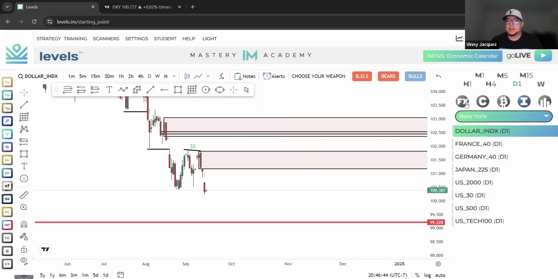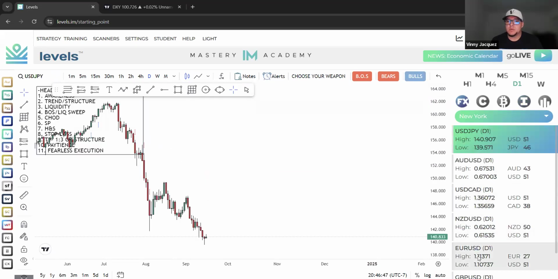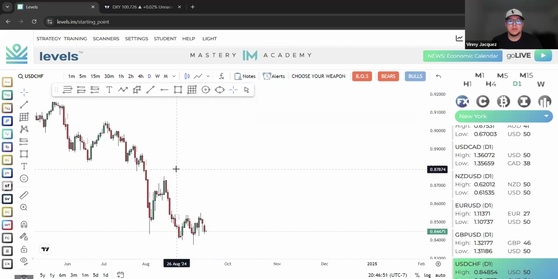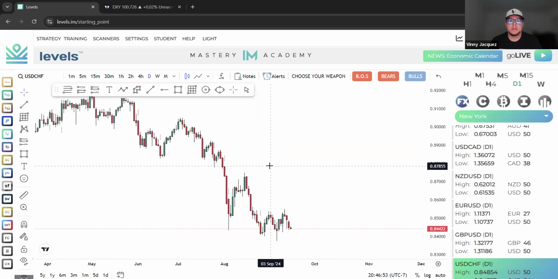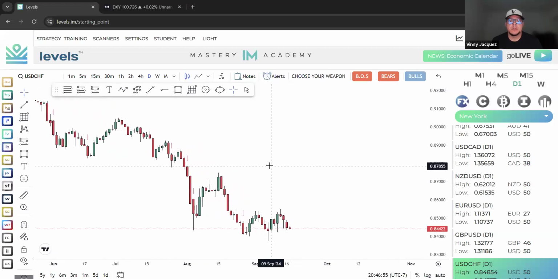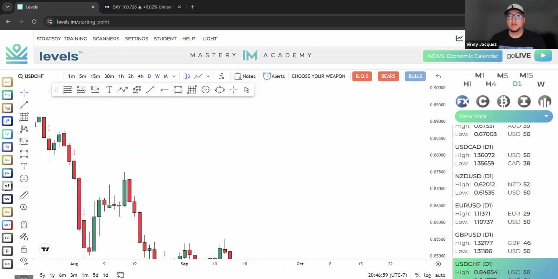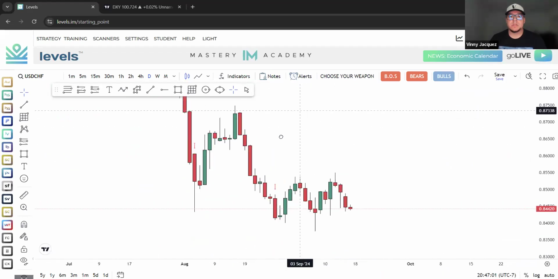I was looking at US Chef the other day, and it looks pretty good. Especially, it kind of looks like the dollar. I'm liking this as well. Want to see what this can do.